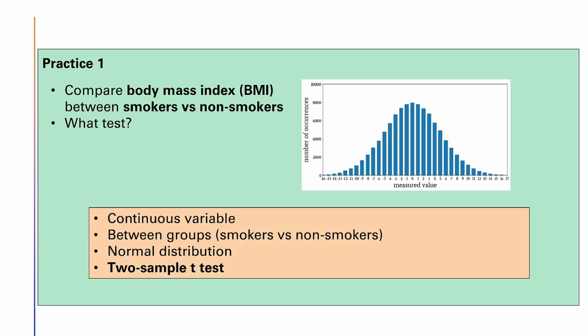Okay, I assume everyone has interpreted the histogram. Now we'll review the answer. We can see BMI is a continuous variable, and the bell-shaped distribution on the histogram shows that it's normally distributed. Furthermore, we are doing a between-group comparison between smokers and non-smokers. Hence, in this case, we should use the two sample t-test.